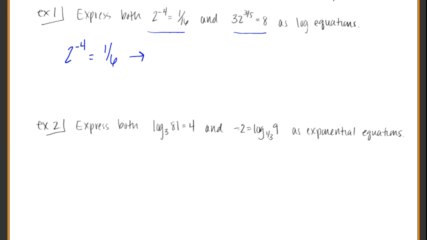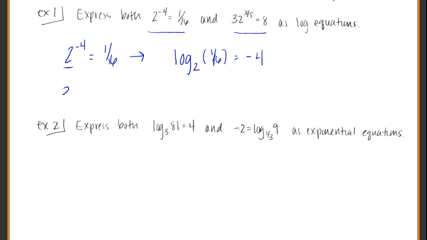Okay, to put this into log form, start with your base. Your base here is 2, so right away I know it's going to be log base 2, because the bases have to match up. So it's going to be log base 2 of something equals something. And what goes in the parentheses is what's on the other side of the equation, which is 1/16. So log base 2 of 1/16, and then come back and grab your exponent, equals negative 4. And then you can check: 2 to the negative 4 equals 1/16.